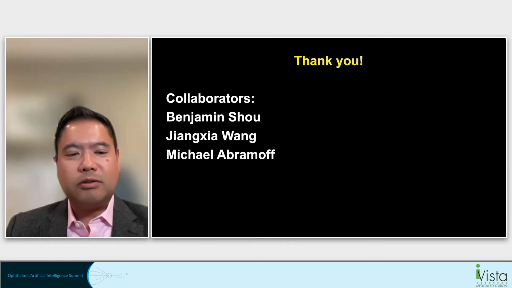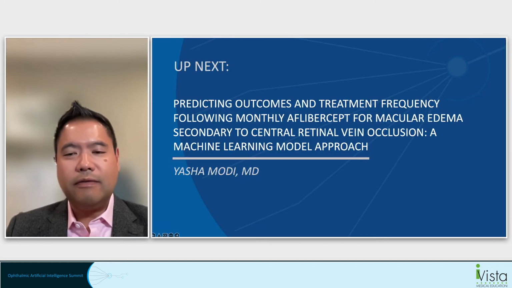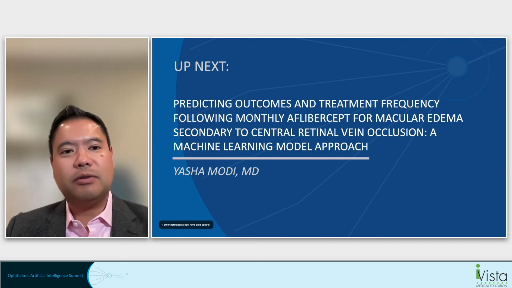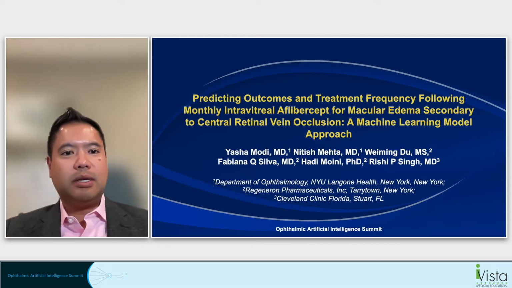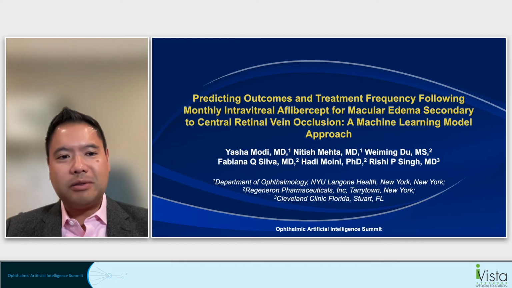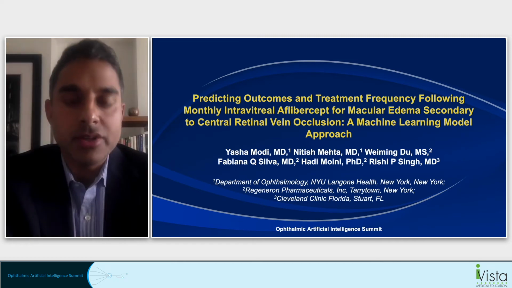Thank you so much, Dr. Liu, for this great talk. I really love these real-world implementations of AI and seeing how it all plays out. And that's really what we're trying to focus on here in this meeting. Next up is Yasha Modi from NYU, who will be speaking about vein occlusion and the response to aflibercept using machine learning models. Yasha.